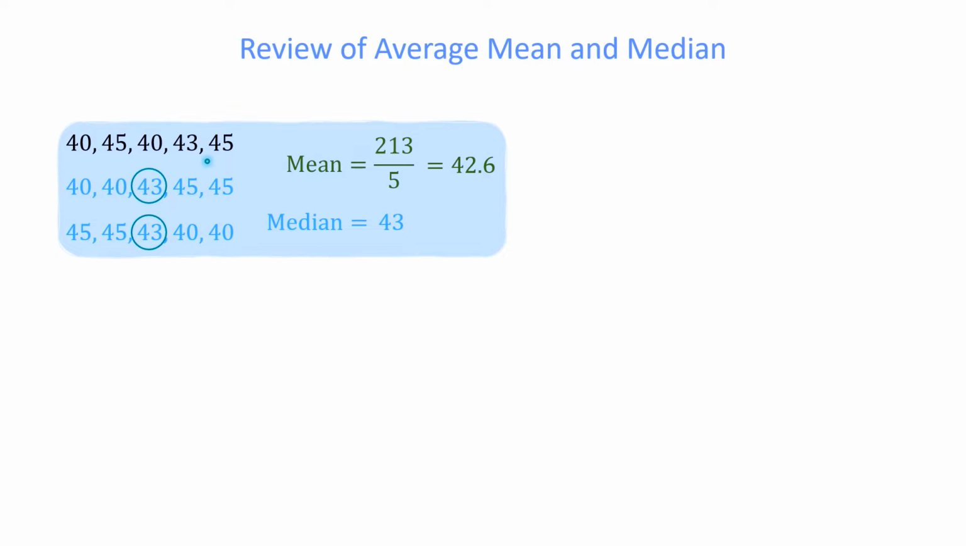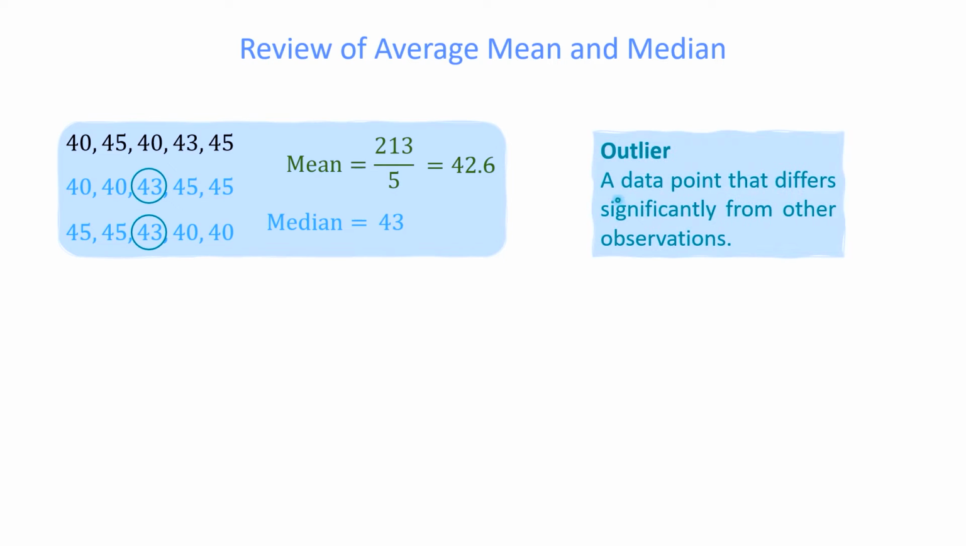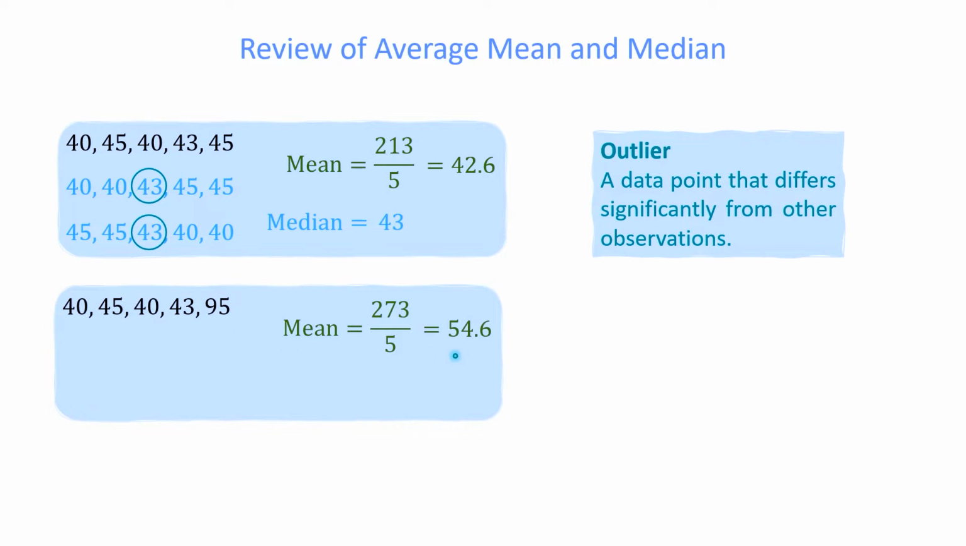Now let's replace this 45 with an outlier. An outlier is a data point that differs significantly from other observations. So let's change this data point 45 to 95, and if we work out the mean, we can see this is 54.6. So this outlier has had a significant effect on the mean. It's increased the value of the mean.